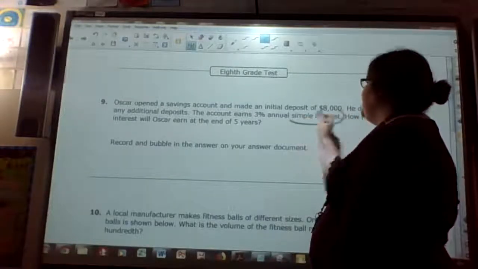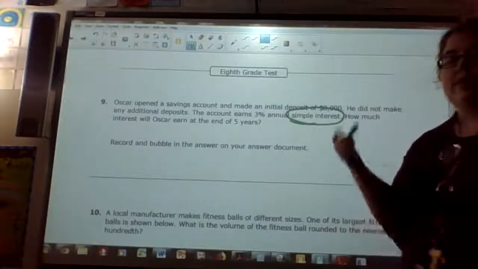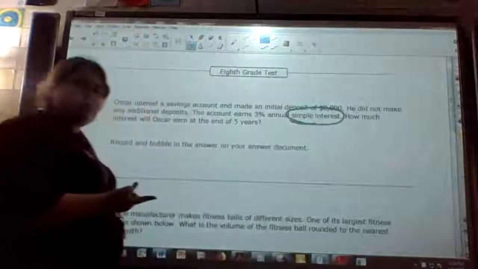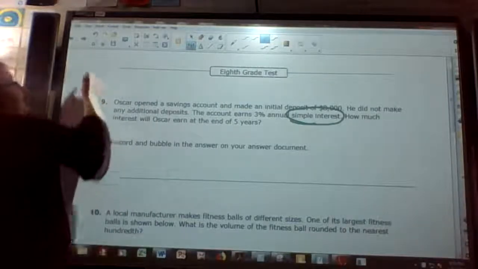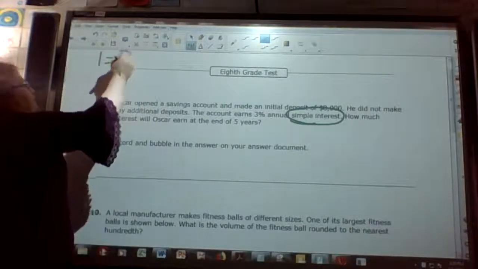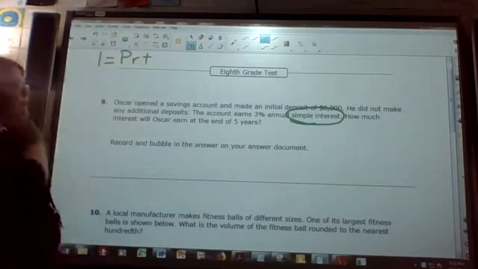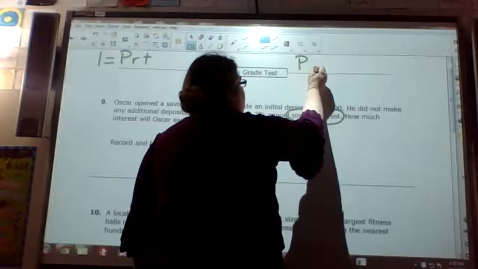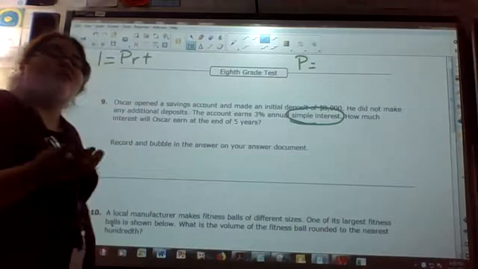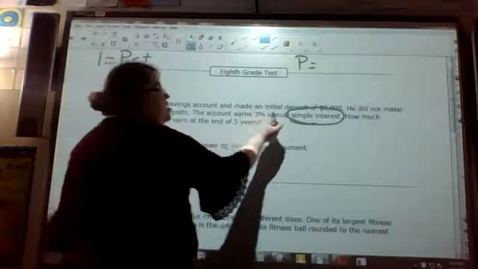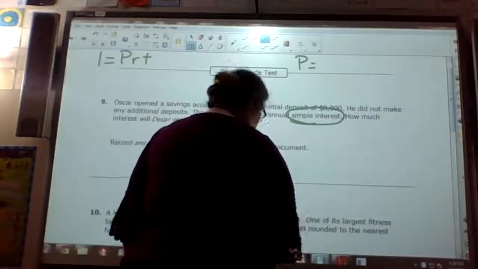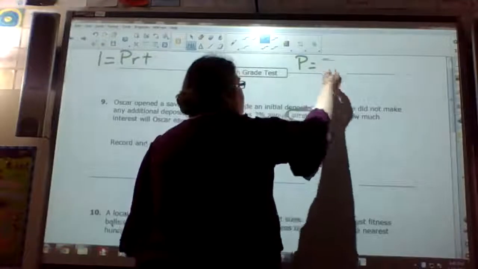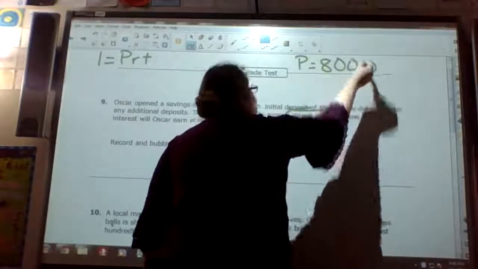Keyword, simple interest, vocabulary word. That takes you to your star reference chart. So we go to our reference chart, and our formula says that I equals P times R times T. Well, our P is our principal. That's the original amount we start with in this problem. So the initial deposit of $8,000 is our principal.